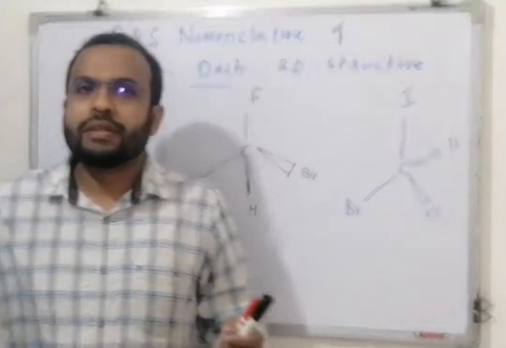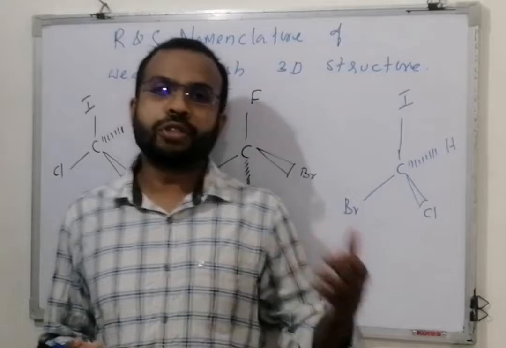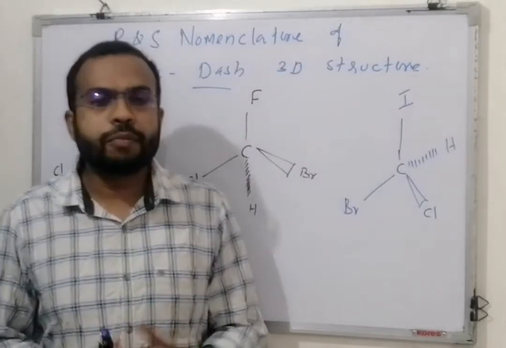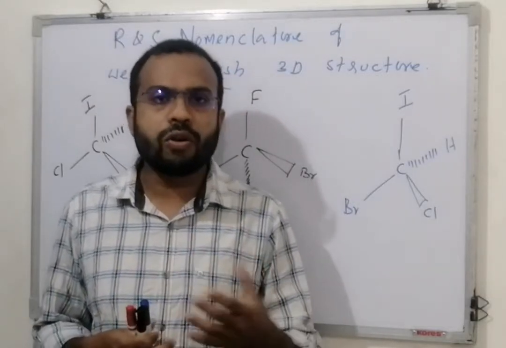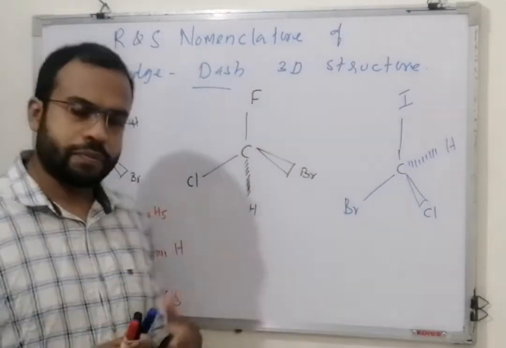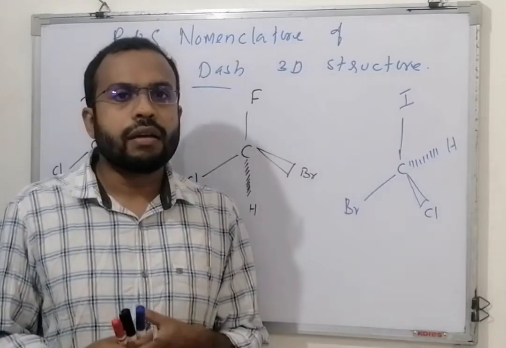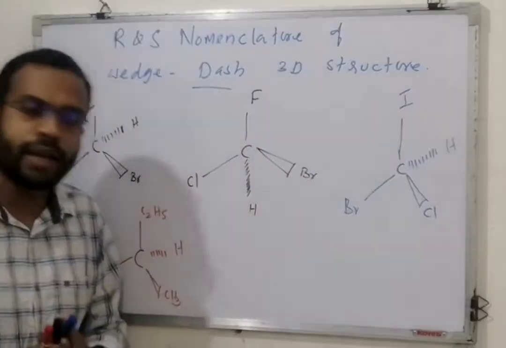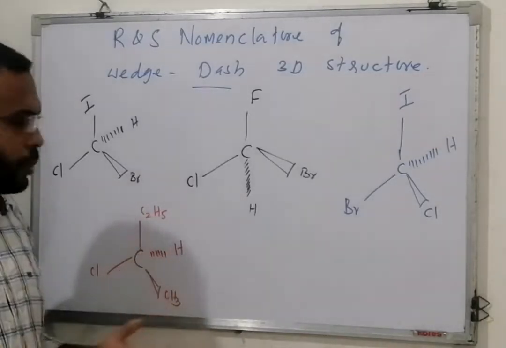Okay, students, welcome to another class of stereochemistry. In this class, let me introduce you how to assign R and S nomenclature for three-dimensional molecules. That is, the molecule is not given in Fischer projection, but is given in a three-dimensional projection. Okay, it's very simple.